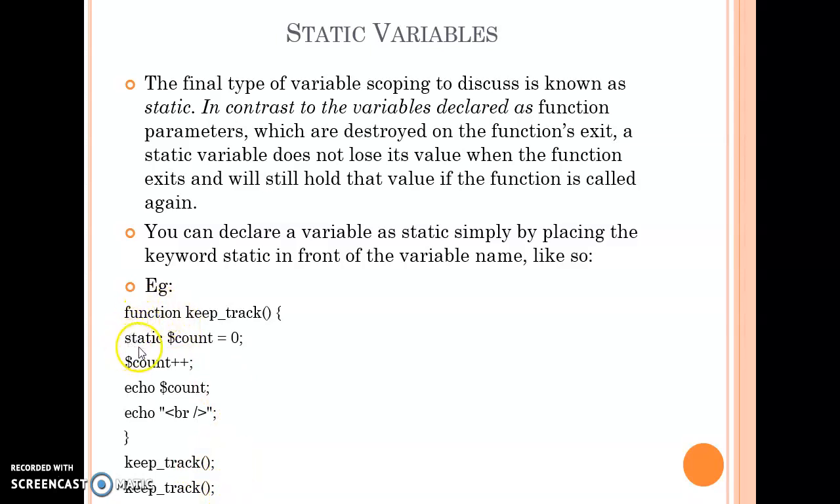So the main basic difference between a static and a local variable: if there is no static keyword, then it is treated as a local variable. For a local variable, once the function exits, the variable is automatically destroyed. These are the scopes of the variables.